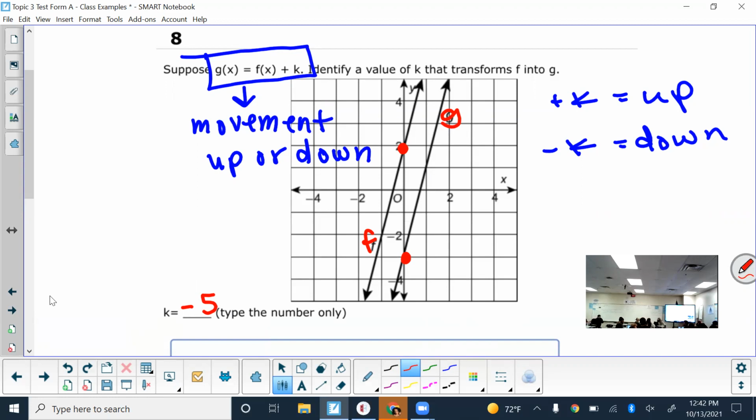Any others from the test? Nope, everything else is super easy. Nothing else you want to review? Yes? Number 9.